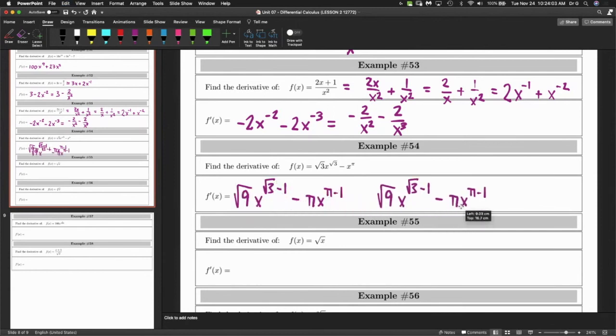So let's fix that root 9 for a second. And that's that. That's the question. Done.